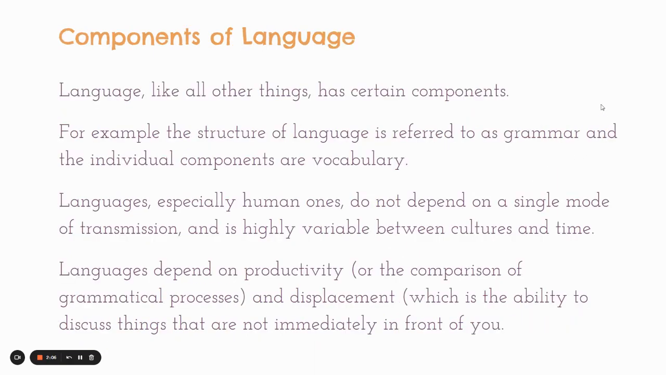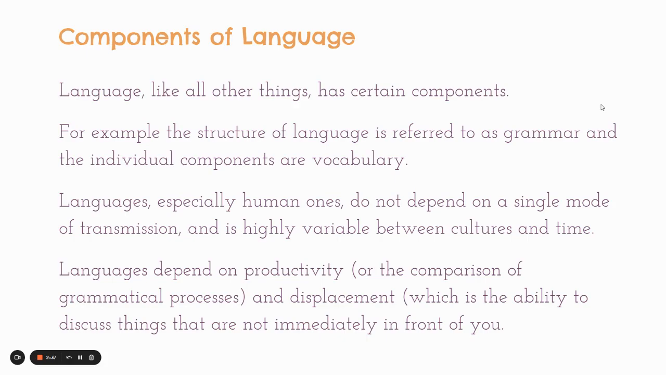So let's talk a little bit also about what the components of language are. Language, like all other things, has certain pieces and parts that are important to understand. So, for example, the structure of language is referred to as grammar, and the individual components are vocabulary. Languages, especially human ones, don't actually depend on a single mode of transmission, and it's highly variable between culture and time. So that means that language doesn't necessarily just have to be spoken word. It can be lots of different things together.